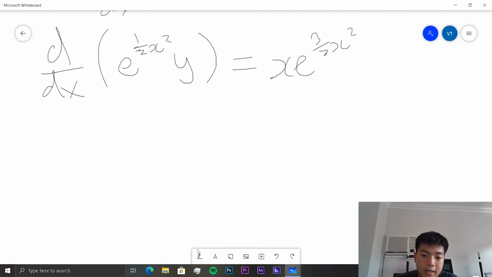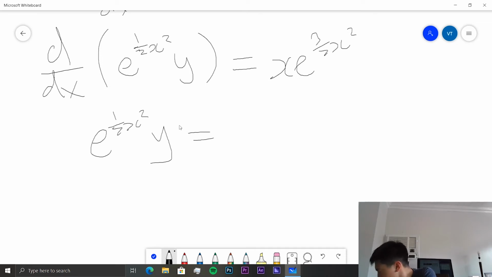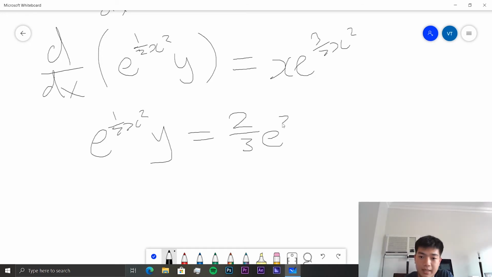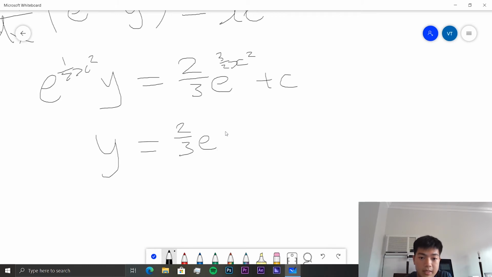So if we integrate the other side, we get e to the 1/2 x squared y is equal to, excuse me, 2/3 e to the 3/2 x squared plus c. So we have y is equal to 2/3 e to the x squared plus c e to the negative 1/2 x squared.